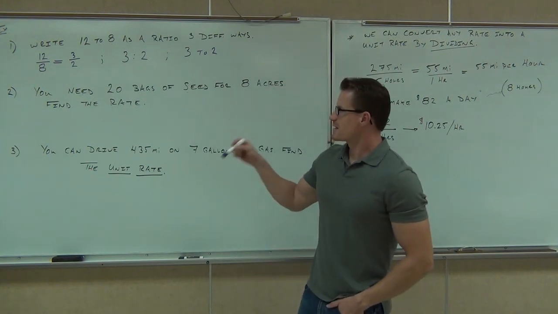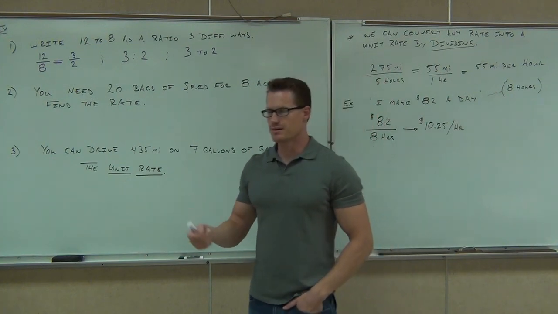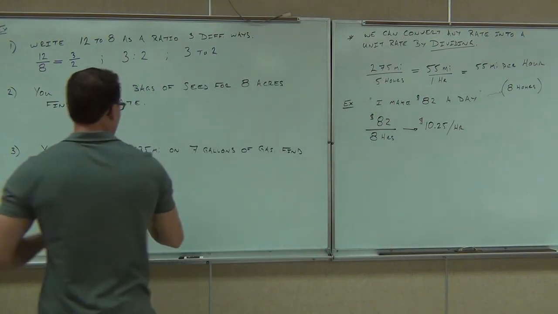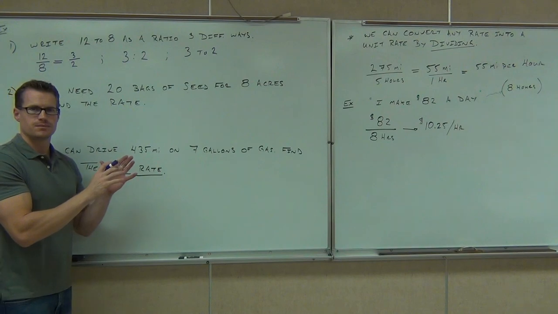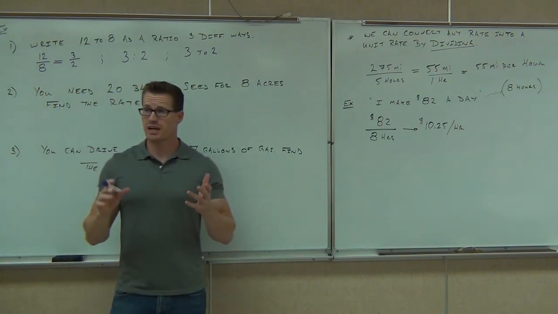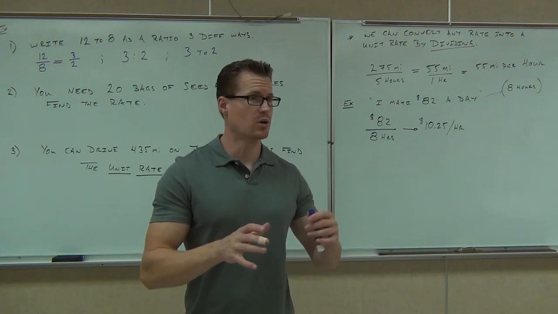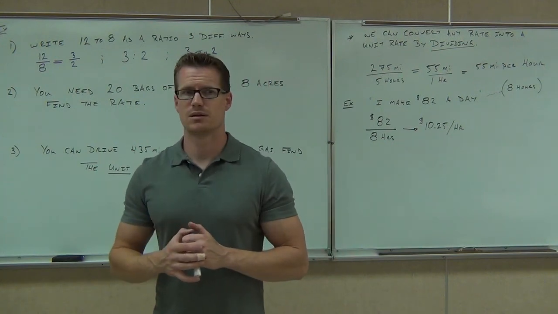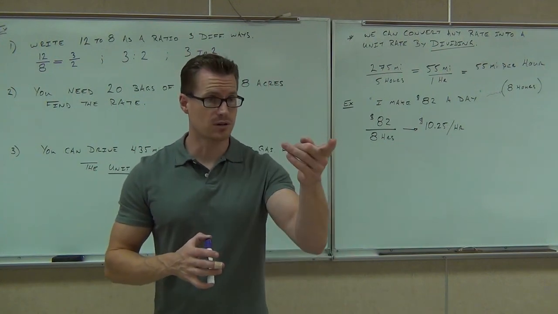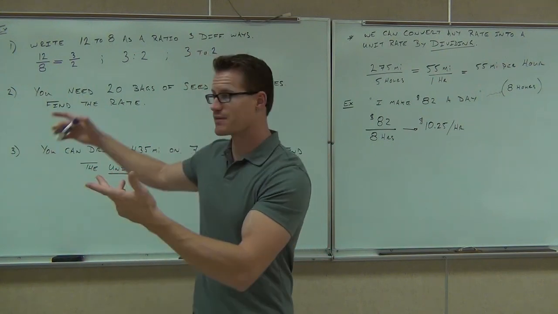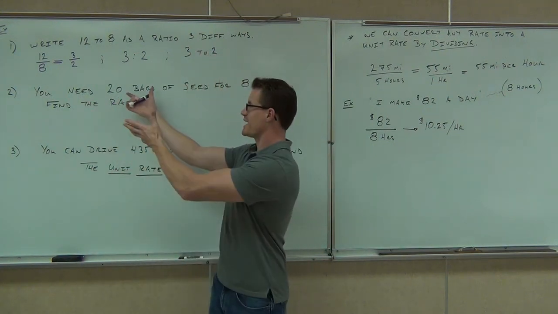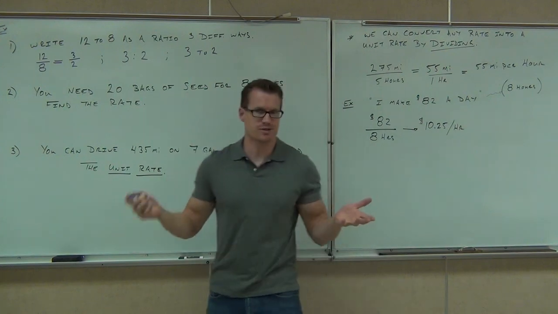So you need 20 bags of seed for every 8 acres that you're going to plant. Let's assume it's corn. Can you write that as a rate? Firstly, can you explain to me why it's not a ratio? What distinguishes a ratio from a rate? A ratio is the same unit. Very good. Same units. That's exactly right. Do these have the same units? No, we're talking about bags of seed and we're talking about acres, so those aren't the same thing.